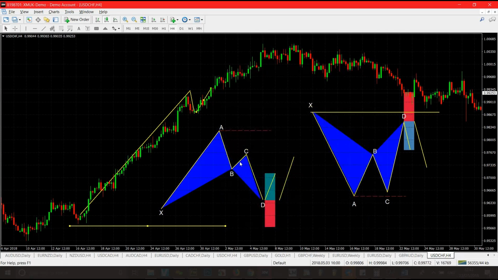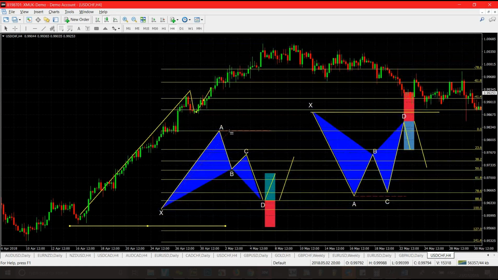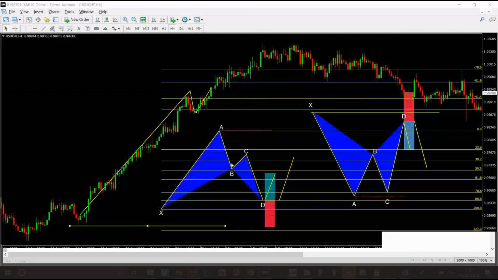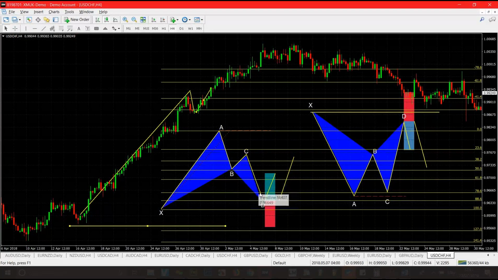Then the extension of that CD, that's CD extension. Now the same principle, you take it all the way from X to A, and the extension should be what? 88.6. So that extension should get to at least 88.6. It mustn't go lower, mustn't be 78.6, mustn't go as high as 100. So it must stop at 88.6. That's why you have that there.